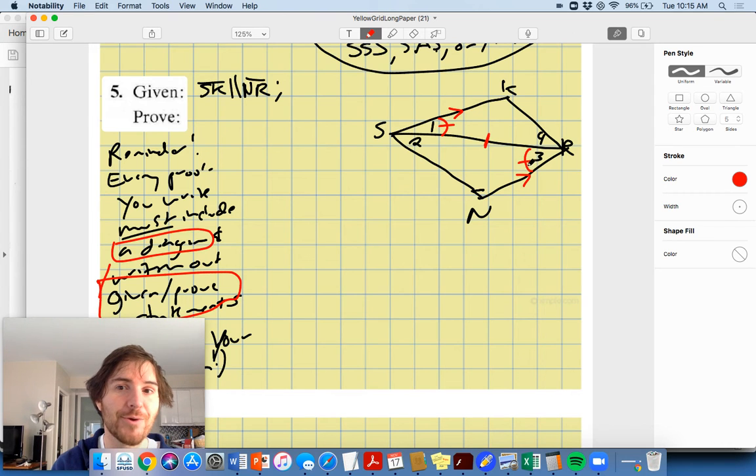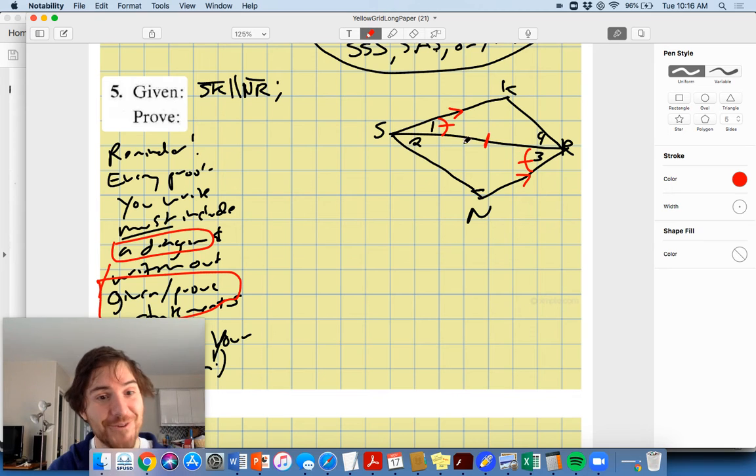How do I know that? How do I know that angle 1 and angle 3 need to be congruent? Well, these are two parallel lines. So if two parallel lines are cut by a transversal, right? This is the transversal. Then these are interior angles, so they are alternate interior angles. Then alternate interior angles are congruent. Okay, very nice, very nice.